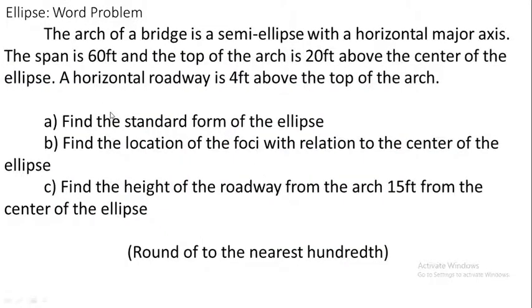The arch of a bridge is a semi-ellipse with a horizontal major axis. The span is 60 feet and the top of the arch is 20 feet above the center of the ellipse. A horizontal roadway is 4 feet above the arch. A. Find the standard form of the ellipse. B. Find the location of the foci with relation to the center of the ellipse. C. Find the height of the roadway from the arch 15 feet away from the center of the ellipse. Round off to the nearest hundredth.